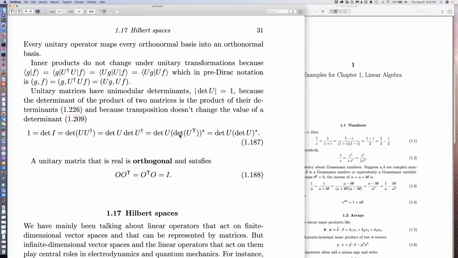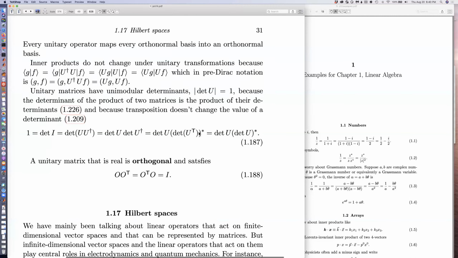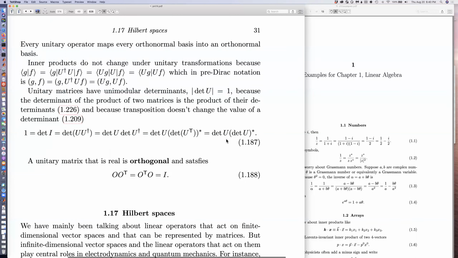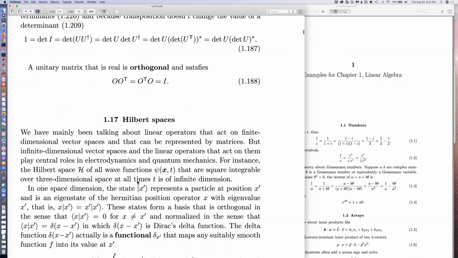But this is the complex conjugate of the determinant of u transpose. There's no change when you take the transpose of a matrix. And so this is the determinant of u times the complex conjugate of the determinant of u. So that means that the determinant of a unitary matrix is a phase factor. It's e to the i theta for some real theta. And of course, a unitary matrix that is real is orthogonal. And so we have this expression here.